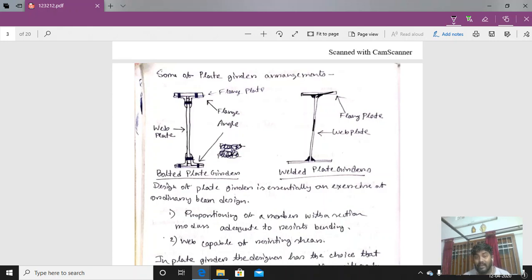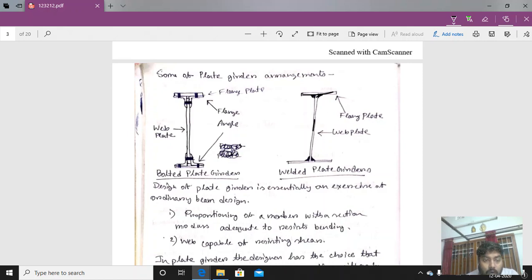In all cases, welded plate girder connection is always preferred. Bolted plate girder is not preferred, and we will not see any examples of bolted plate girder in our exam. In our lecture, we will see all the examples based on the welded plate girder. Okay, bolted plate girder is also there.